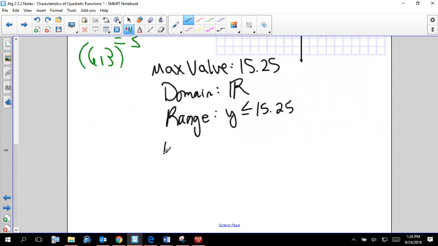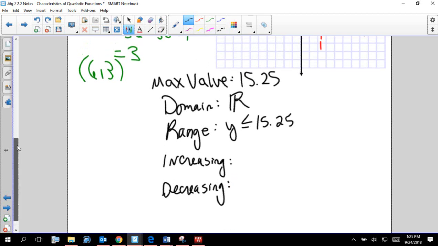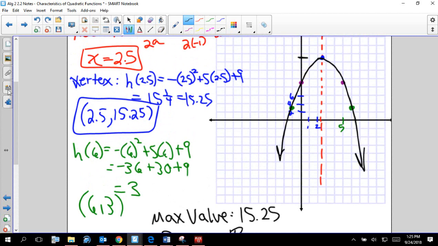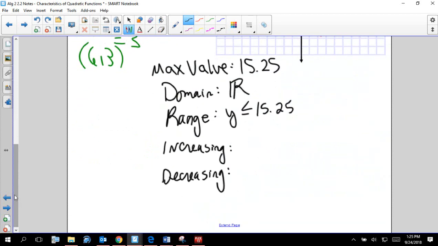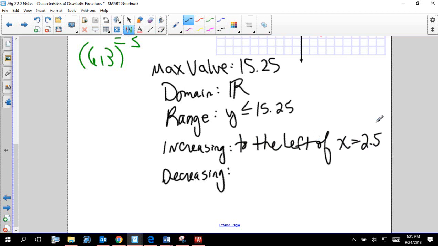And then we have increasing and decreasing. And these are going to be left and right. So when we look at the graph, we want to think about riding the roller coaster. What's the first thing we're doing on this roller coaster as we read left to right? We're increasing. So it's going to be increasing to the left of the axis of symmetry, which is at x equals 2.5. And then to the right would be the decreasing.